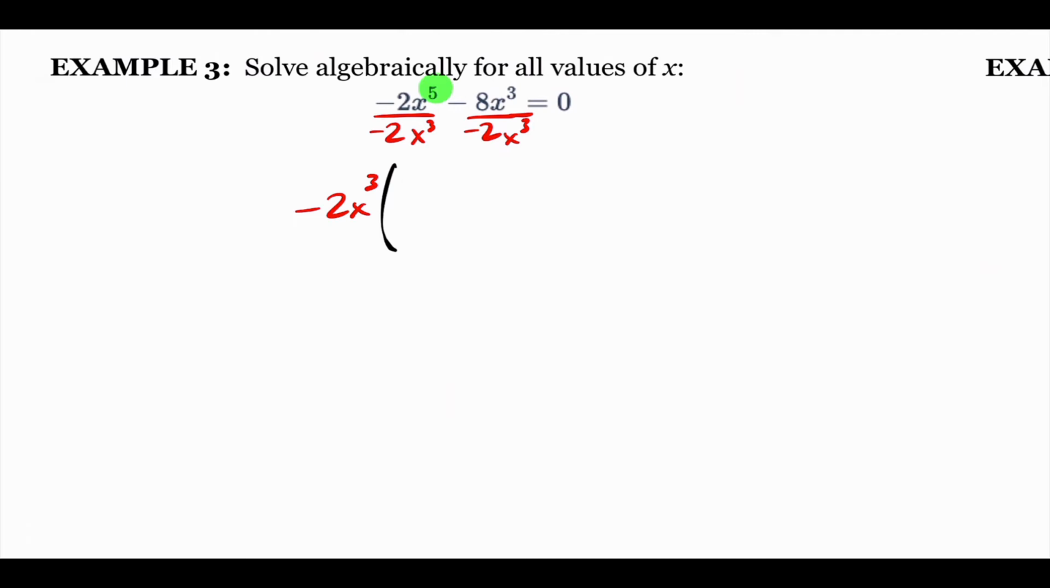When I divide, -2 divided by -2 makes a 1. If I'm dividing, I take away powers. So I take away 3 powers, I'm left with 2 powers. -8 divided by -2 is +4. I take away all 3 powers, I don't have any powers left.